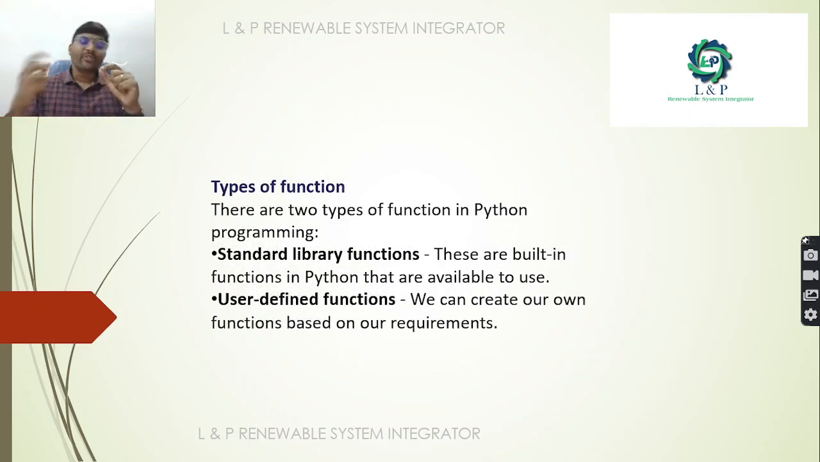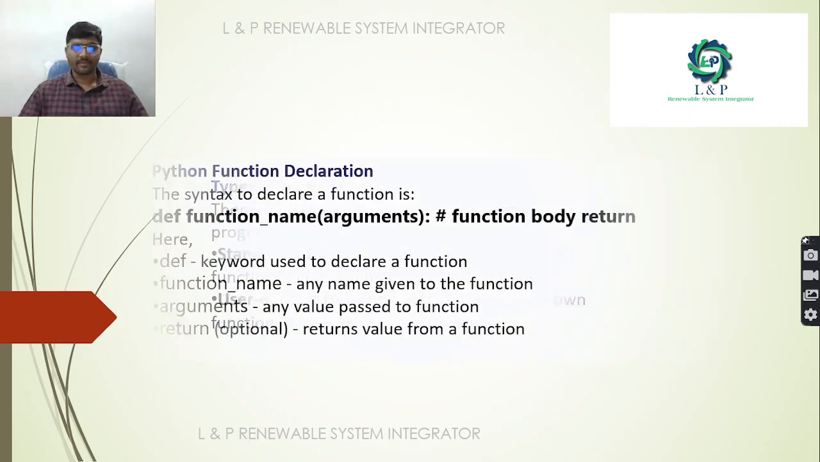So what are the different types of functions which are available? There are two different types of functions in Python programming. One is standard library functions and another one is user defined functions. The standard library functions are inbuilt, already available in Python, and we can use them whenever required. User defined functions we can create on our own, and use them based on our requirement.